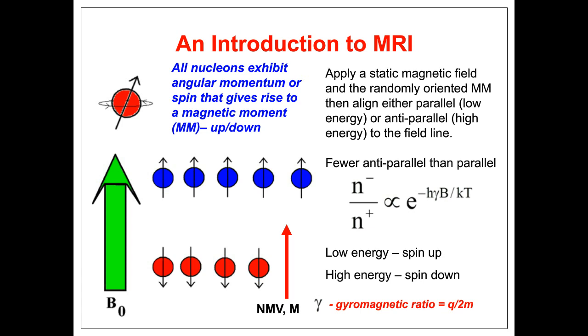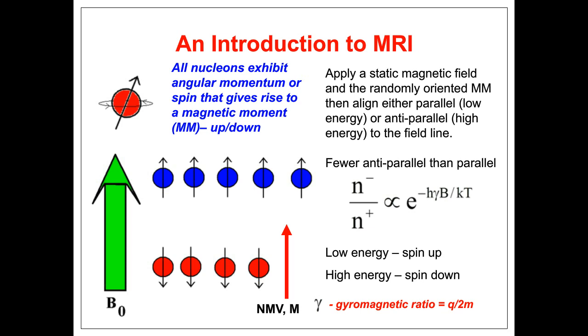So even though the single proton, single electron system you may have seen in school, each nucleon actually has this spin. If you have an odd atomic mass number, you actually have a net spin. If it's an even number, the atomic mass number, the spins sort of cancel each other out. But if you have an odd atomic mass number, you get a net spin or a net magnetic moment associated with that nucleus. Now, if you don't have a magnetic field, those magnetic moments are randomly distributed, and so there's a zero net magnetization, which we call NMV, or the net magnetization vector.